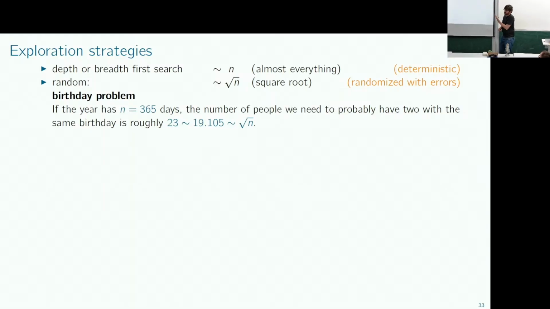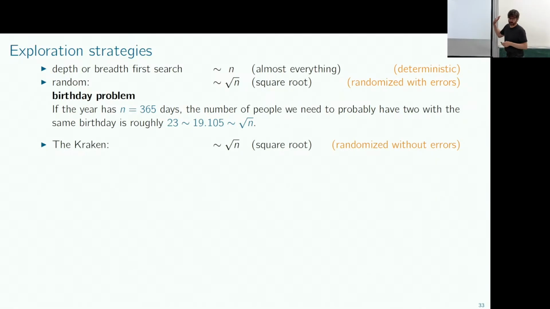Now, this is a Monte Carlo algorithm. It makes errors. But there is a Las Vegas version, and we call it the Kraken. It's very easy to understand. So I hope you can get this picture from this slide. So it's randomized without errors. The strategy is as follows.